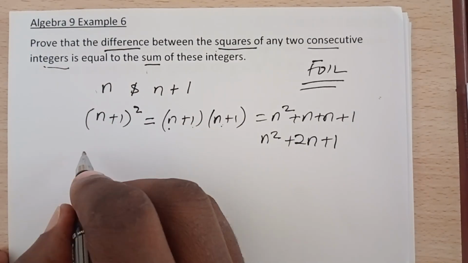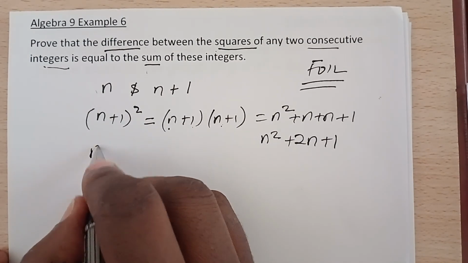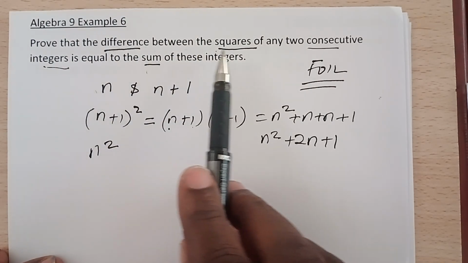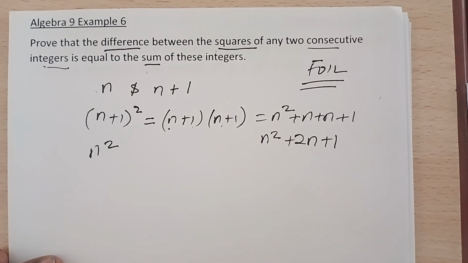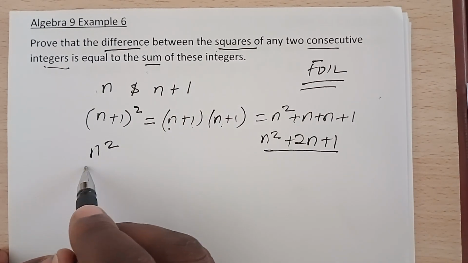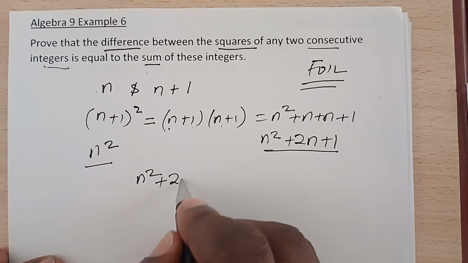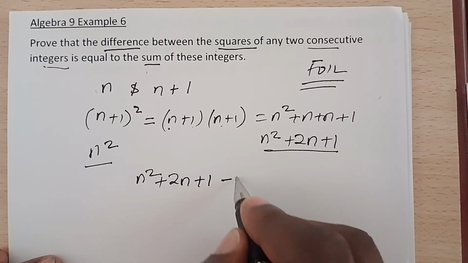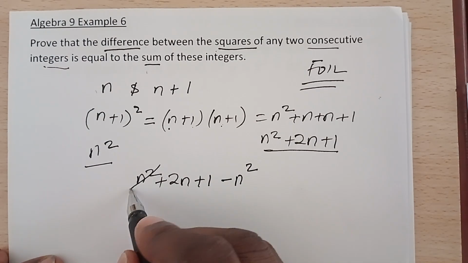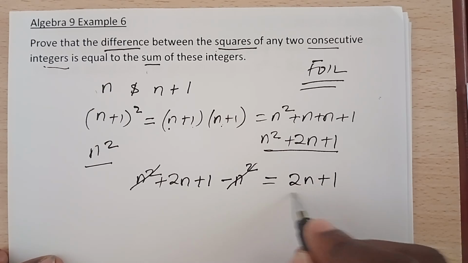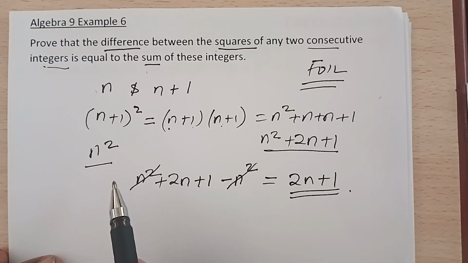The square of the first integer is simply n squared. Now, if you look at the question again, the difference between the squares is actually this one minus this. So we have n squared plus 2n plus 1 minus n squared. So that one goes with that, and we have 2n plus 1, which is equal to the sum of the two integers.